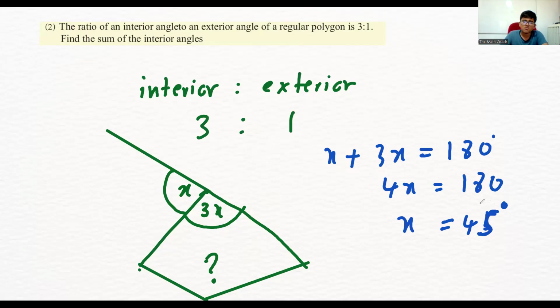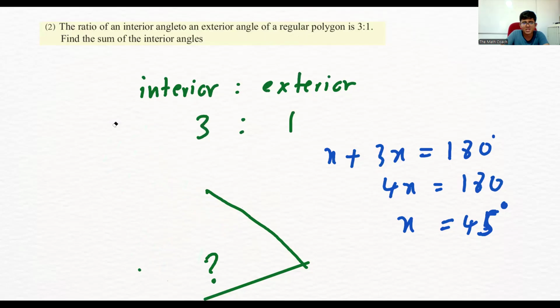Right. So now what we want to do is find the sum of the interior angles. They haven't said the number of sides. Then how can you find the sum? It's like this. The sum of the interior angles can be found, and it's a regular polygon as well, right?